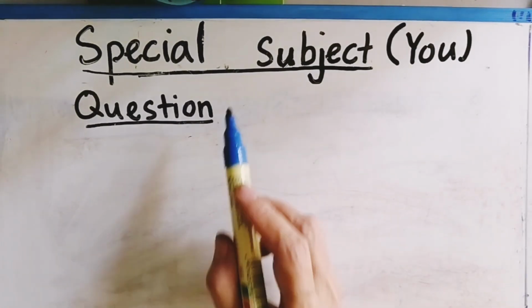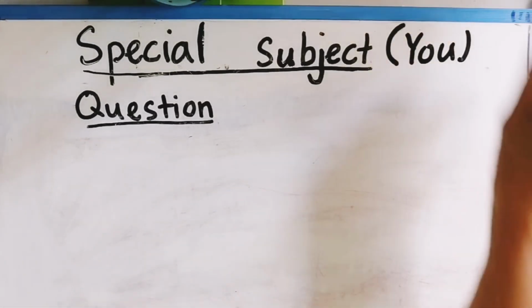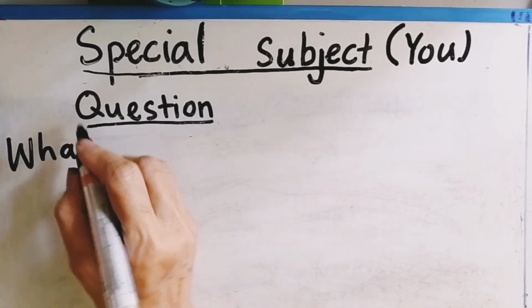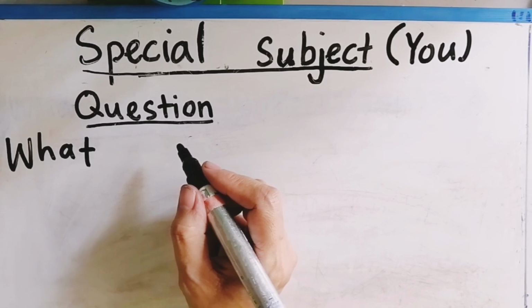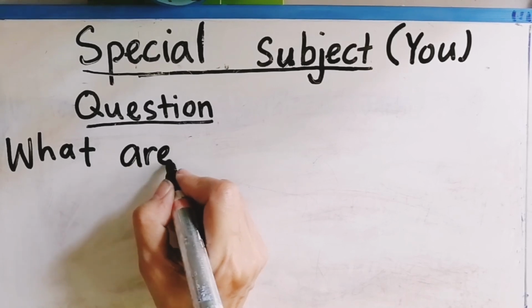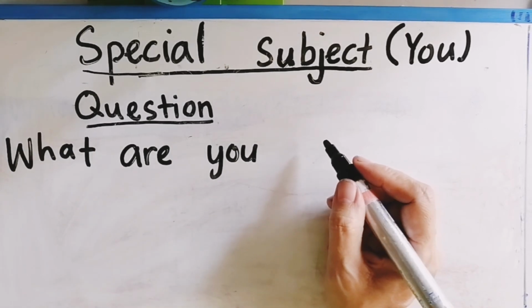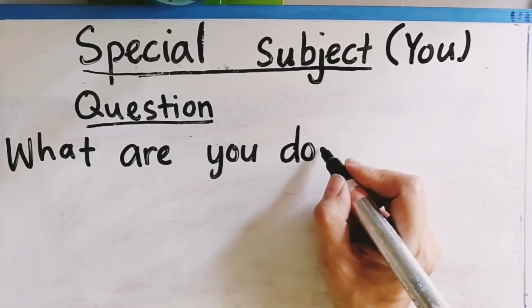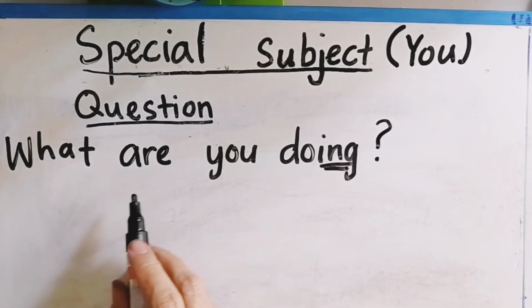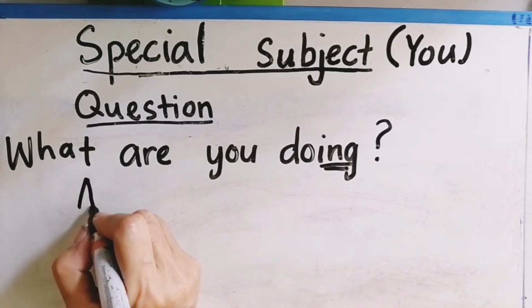Now, the second special subject, you. First, to ask a question, begin your question with the question word what. Then, the verb to be for special subject, you is are. And the subject, you. Then, the verb with ing, do plus ing becomes doing. And don't forget your question mark. What are you doing? Apakah yang awak sedang buat? And the answer.